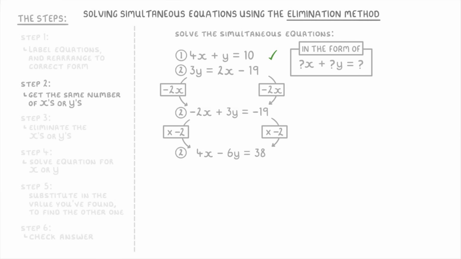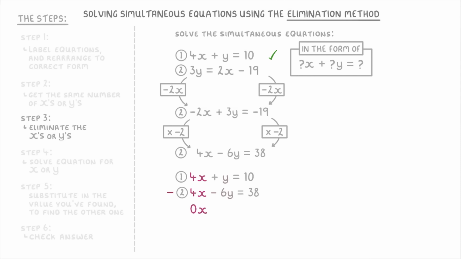Now that we have the same number of x's in both equations, we need to eliminate them, so get rid of the x terms. To do this, we can just do the entire first equation minus the entire second equation. So we just take away each term one by one. So 4x minus 4x, which gives us 0. Then 1y minus -6y, which is the same thing as adding 6y. So we'll get positive 7y. And finally 10 minus 38, which is -28. So if we get rid of the 0, then we're left with 7y equals -28.